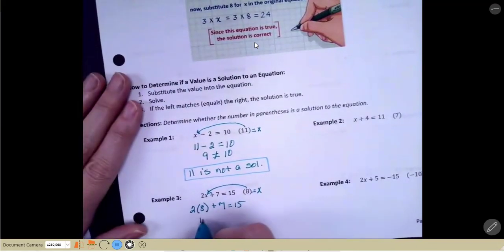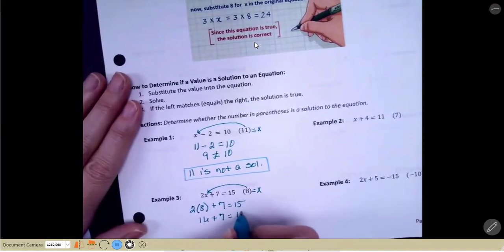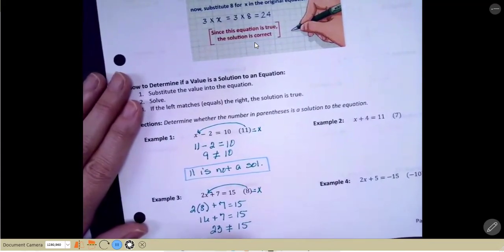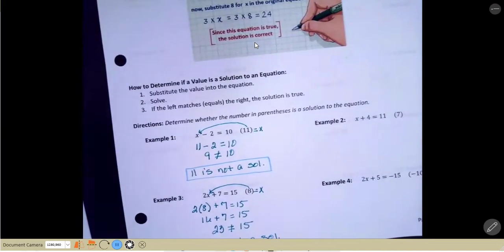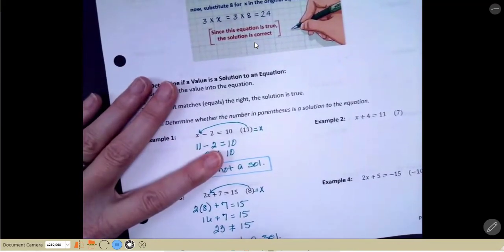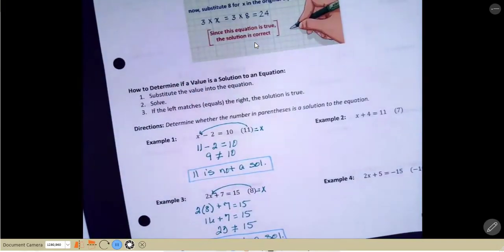So 2 times 8 is 16. 16 plus 7 is 23. 23 does not equal 15. So 8 is not a solution. And that would be your final answer. Okay. All right, I want you guys to go ahead and do example 2 and 4. And on your homework, you must show your work just like this, okay? So I'm going to do it up here. You just check your answer.